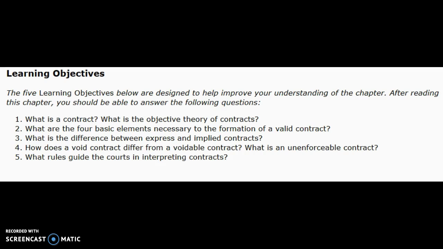And then finally, what rules guide the courts in interpreting contracts? A couple things I wrote down here. The plain language laws, and this is relatively new, but in recent years, the lawmakers are making it so that contracts must be written in the language that an ordinary person like you or I would be able to understand. Legalese, even among the legal professions, is kind of being eliminated.